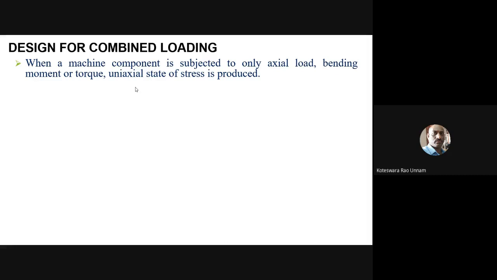When the stress is produced in two directions, we'll call it a biaxial state of stress. When the stress is acting on the component in all three directions, we'll call it a triaxial state of stress. See, don't club state of stress with uniaxial, biaxial or triaxial. State of stress is nothing but the completeness of the stress definition at a particular point. State of stress means you need to define all components of the stress at that point.